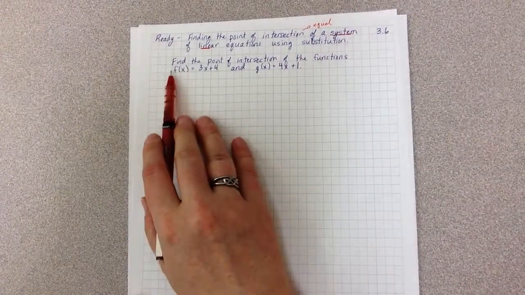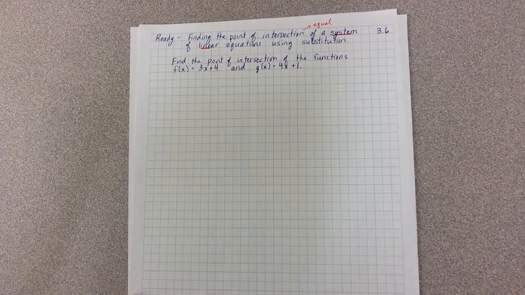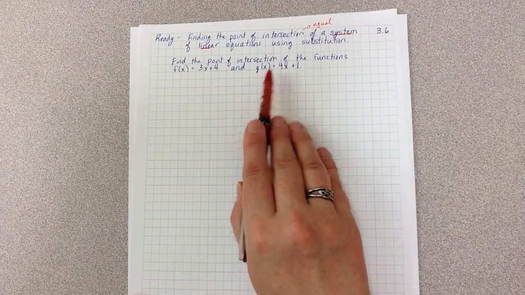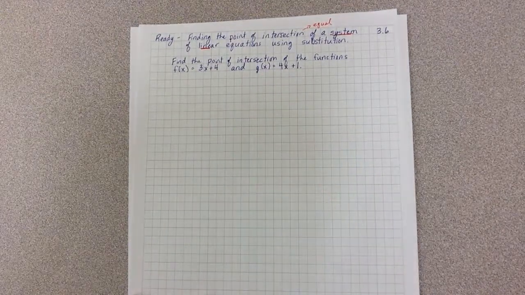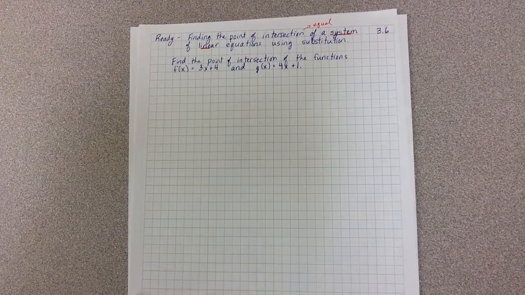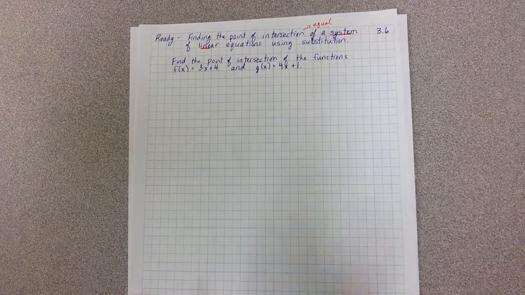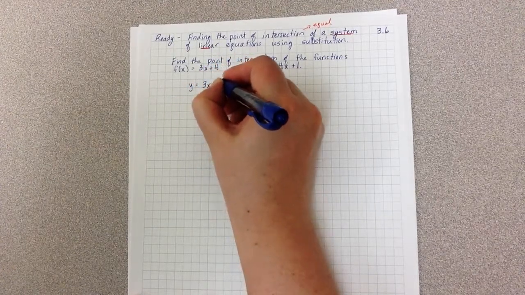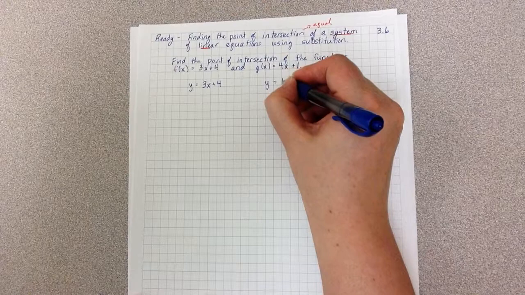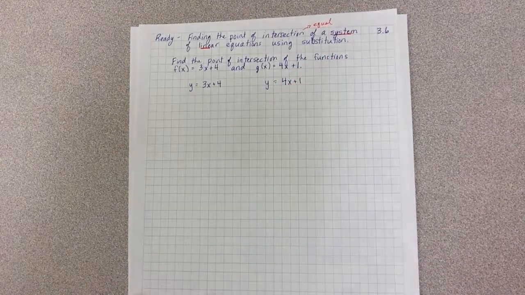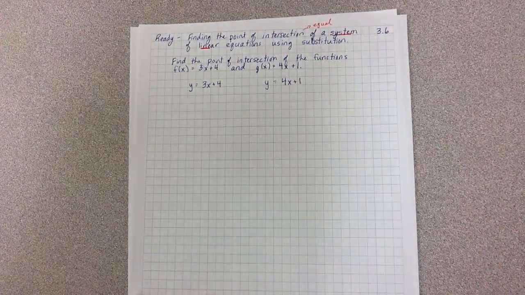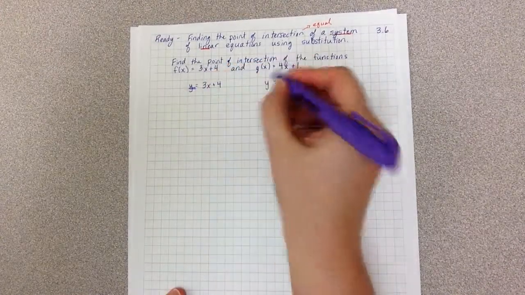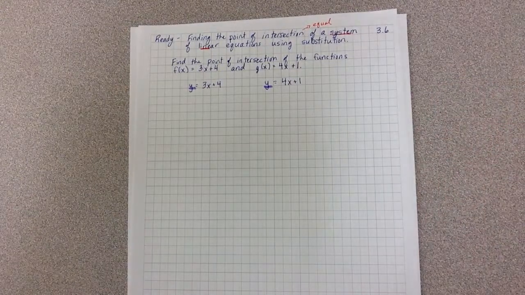So, in this example, we're asked to find the point of intersection of the functions f of x equals 3x plus 4 and g of x equals 4x plus 1. So one thing that we could do here that may help sort of show us the way a little bit more easily is to rewrite these as y equals. And since intersection means equal, I'm looking for the place where the y values and the x values are equal.